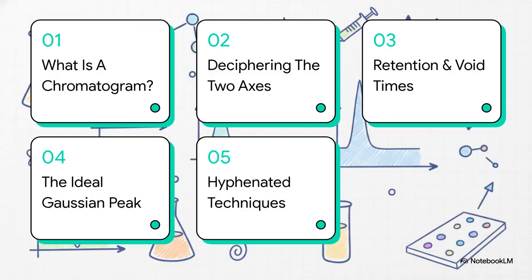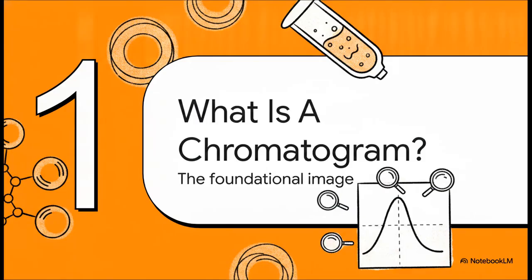So, here's our roadmap for today. 1. What is a chromatogram? 2. Deciphering the two axes. 3. Retention and void times. 4. The ideal Gaussian peak. And finally, 5. Hyphenated analytical techniques. Okay, let's dive right into Section 1.